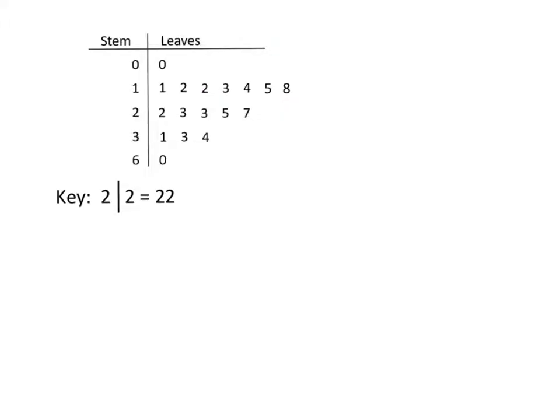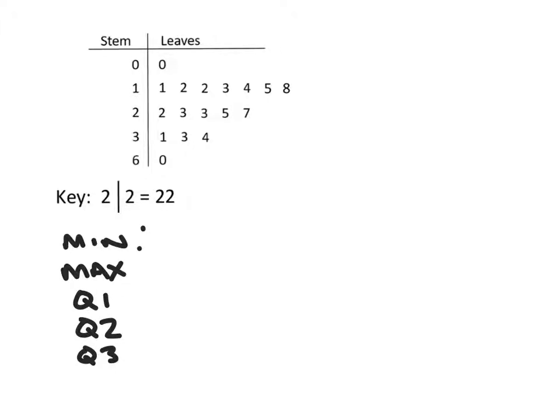So now I want to find the 5-number summary and the measures of spread. That means I need the minimum, the maximum, Q1, 2, and 3. The minimum looks like 0, the smallest number in our set. The maximum, 60. Q1, 2, and 3. Well, Q2 is also known as the median.